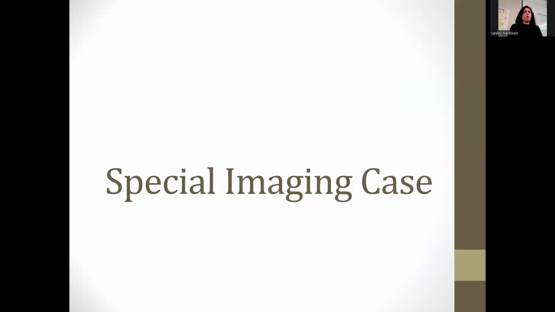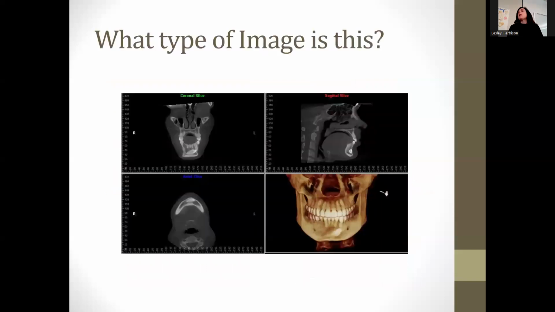Okay, so we're nearing the end. It's a very short chapter, but this is just looking at some images and seeing why they might use these images or what they might be trying to look for. So, what type of image is this? Well, clearly it's a CBCT because that's what we're talking about right now.